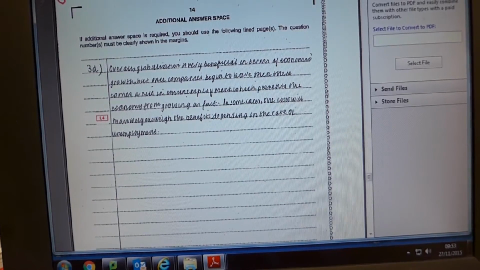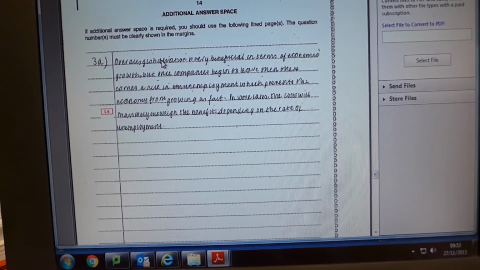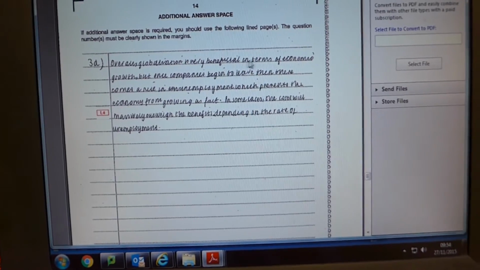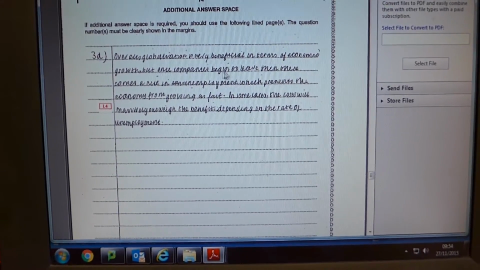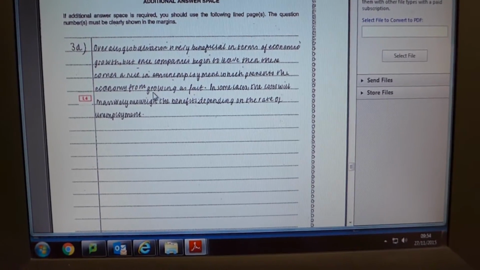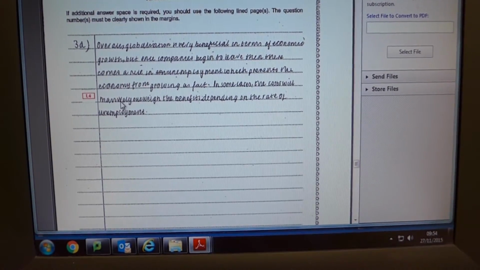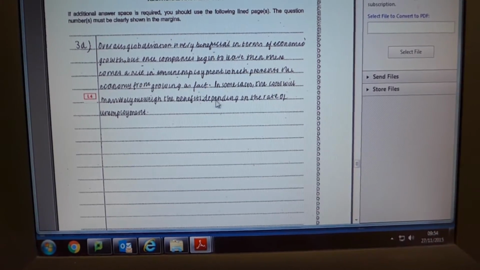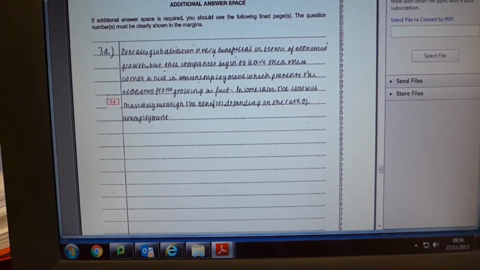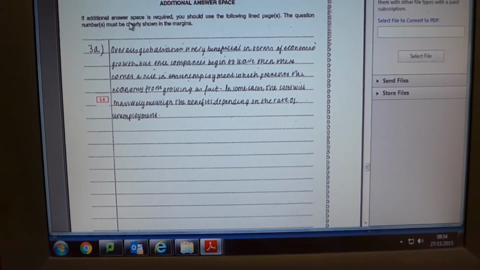Make sure that this is the correct thing we're looking at. And then here we have it. Overall, globalization, so this is the conclusion. Overall, so in summary, globalization is very beneficial in terms of economic growth. But once companies begin to leave, then there comes a rise in unemployment, which prevents the economy from growing as fast. In some cases, the costs will outweigh the benefits depending on the rate of unemployment. So you can see there's an L4 here to indicate that this is an evaluative statement and a conclusion. And this candidate got full marks for this particular question.